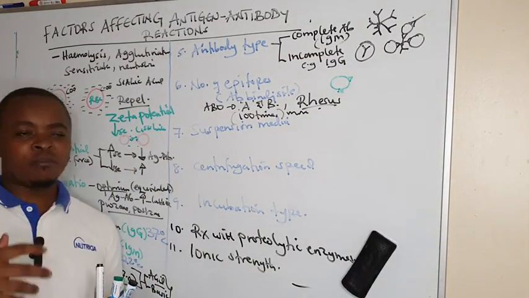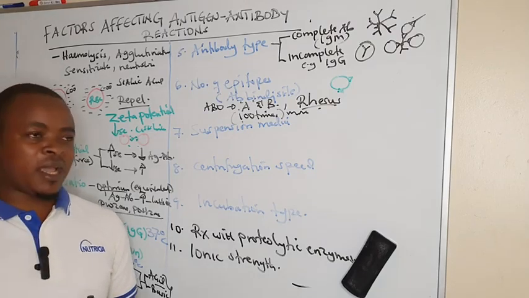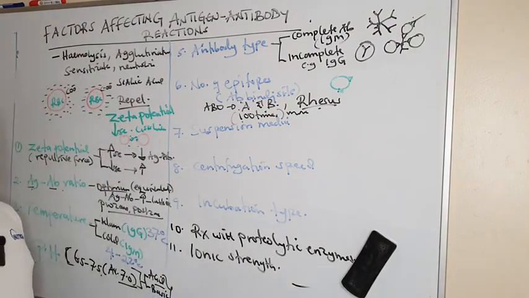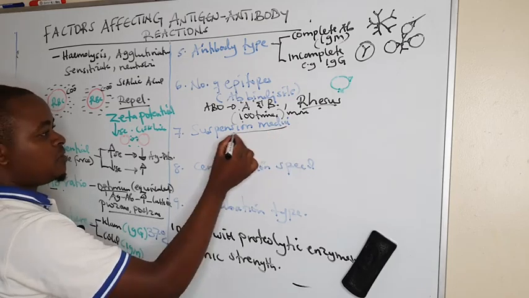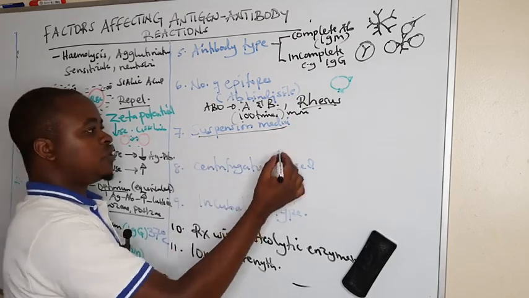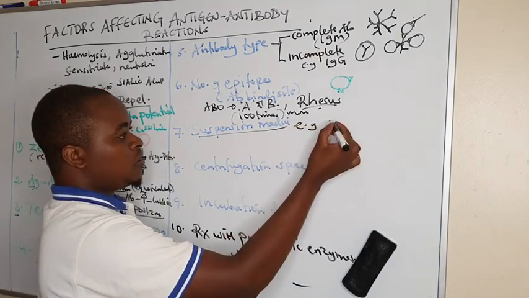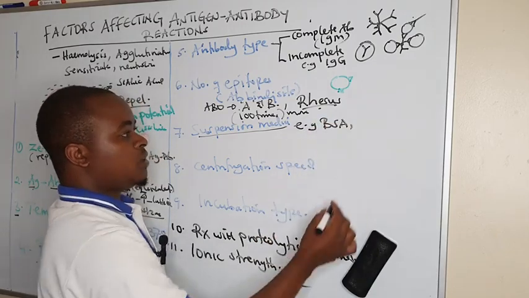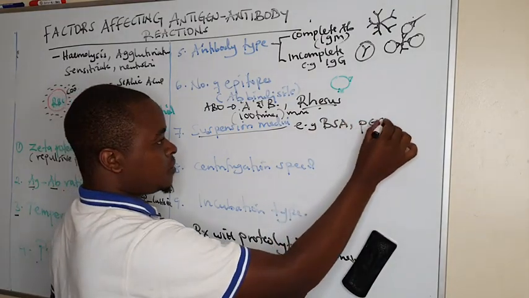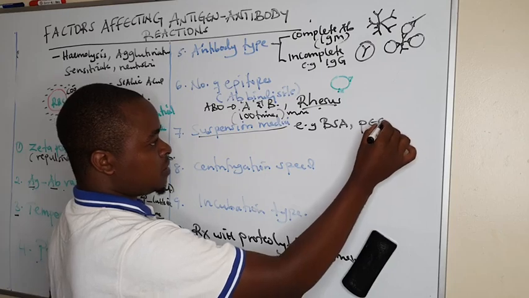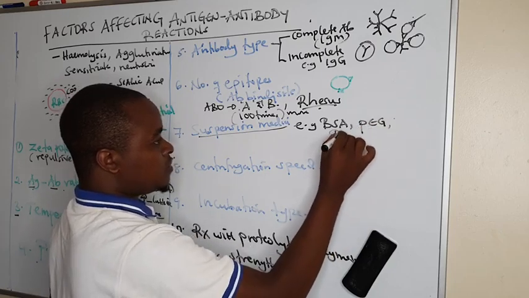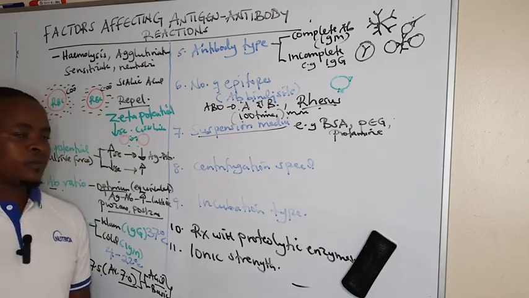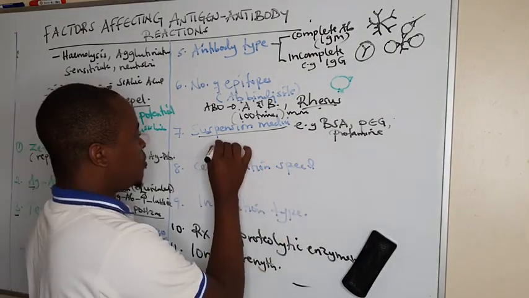So the more epitopes, or the more binding sites presented, the higher the rate of antigen-antibody reaction. Then we have what we call suspension media. For suspension media, we use colloidal types, e.g. we can use bovine serum albumin, we can use PEG, we can use protamine. All these are protein media.